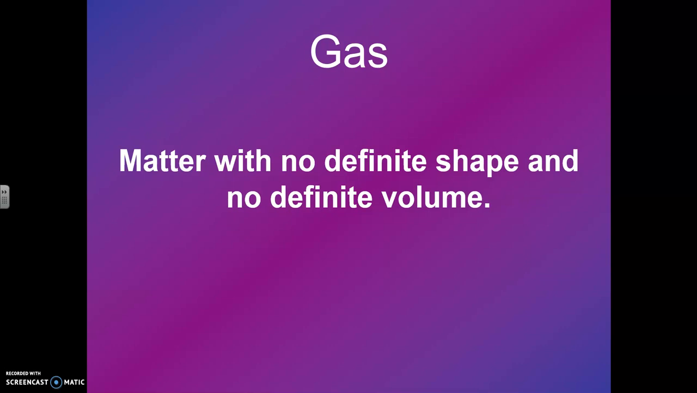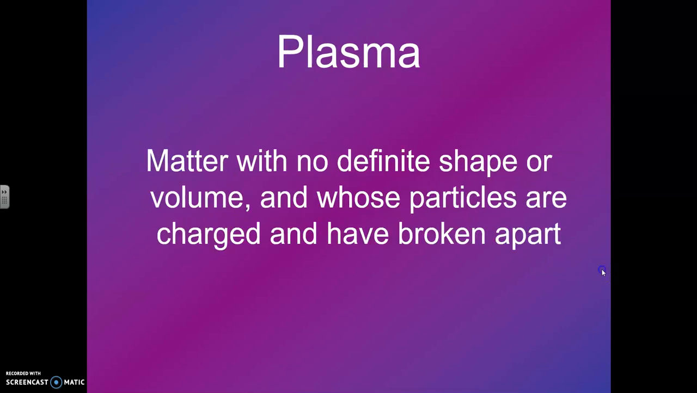If there's a hole in the balloon, the gas is going to escape because it's going to just continue to expand if it has the ability to. Okay, so that's what we mean when we say no definite volume. It's going to conform to the shape of the container. That's no definite shape. And it's going to spread out to fill that entire container. That's what we mean by no definite volume.